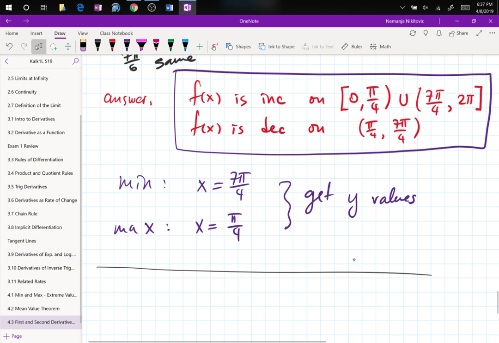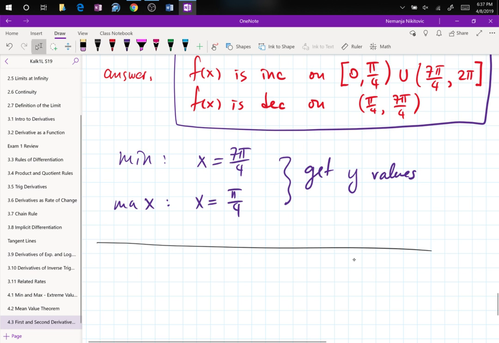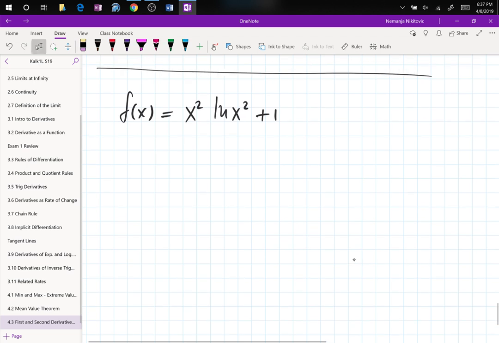Now, as if that wasn't spicy enough, one more wonderful problem before we switch to the second derivative test, and this will be x squared ln of x squared plus 1. So the derivative and stuff, set it equal to 0, solve the equation.